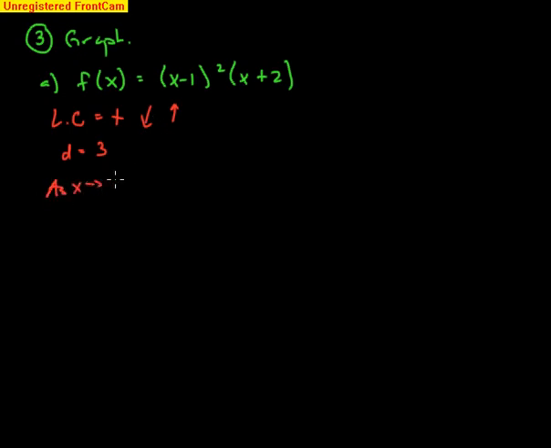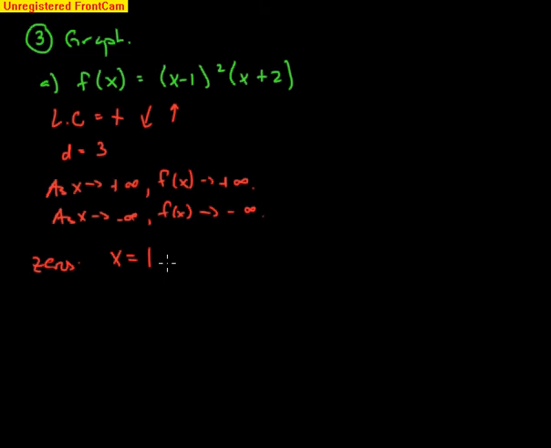So formally, as x approaches positive infinity, as x goes to the right, your f of x, your function, also goes to positive infinity. As x goes to negative infinity, that's the left, your f of x will go down because it's opposite direction. So there's the formal version. Then your zeros. Well, it's just opposite signs. So x equals positive 1 and x equals negative 2.